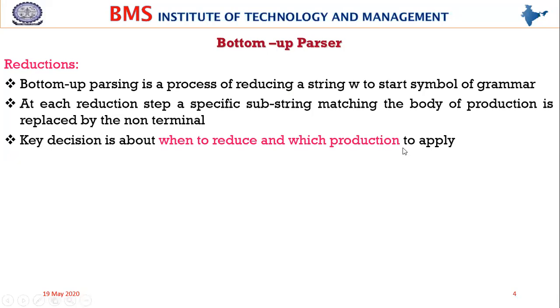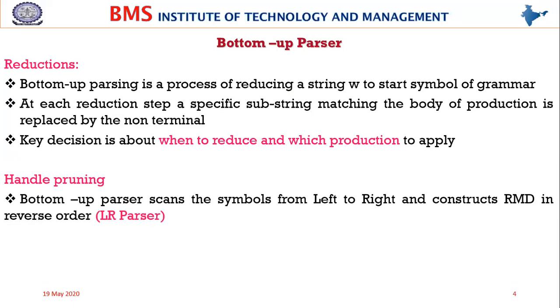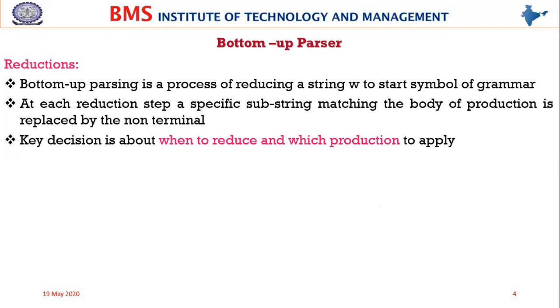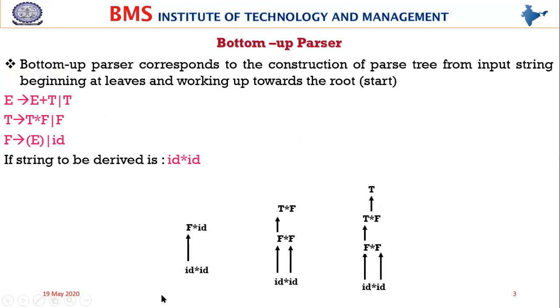And which production to use for reduction. These are the key things that will go to work. Handle pruning. We call this by the name handle pruning. The substring chosen for replacement is called a handle. So in our previous example, at the very beginning stage, ID was the handle. The next state, another ID was a handle. Next state, F star F, F is a handle. Among that, we have chosen only one F to replace it with T. The next stage, T star F is the handle. Next, T is the handle, like that.